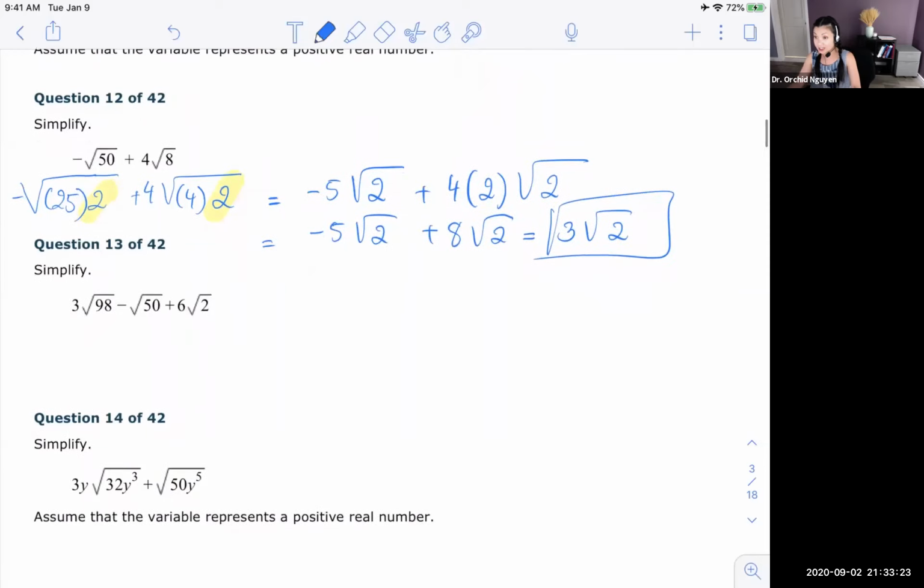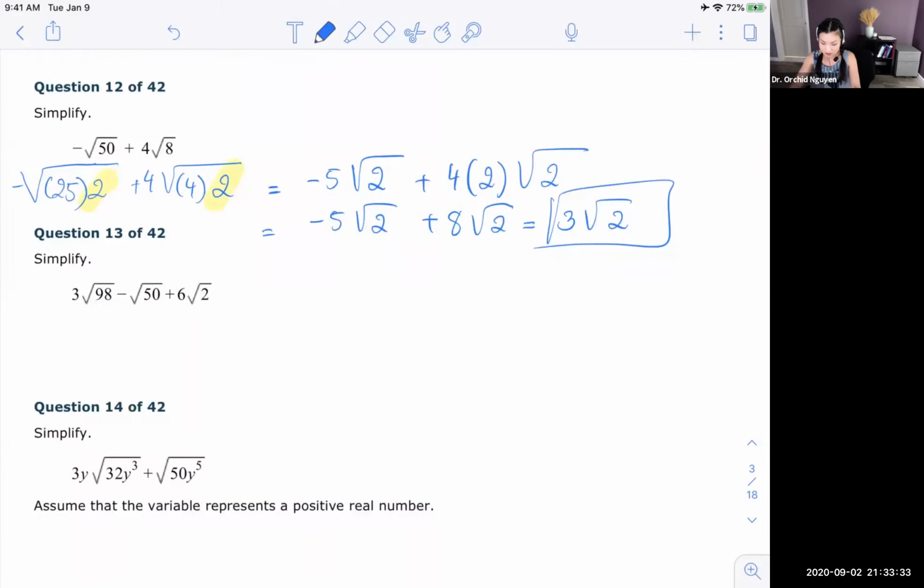All right, 98 is a big number. So I wouldn't try to simplify 98. So what I want to simplify, you see we have the 2 right there. Okay, that's the leftover. So I'm going to take 50 divided by 2 and 98 divided by 2. So 98 divided by 2, I get 49, which is a perfect square. 50 divided by 2 is 25, a perfect square. And we have 6 radical 2 here.